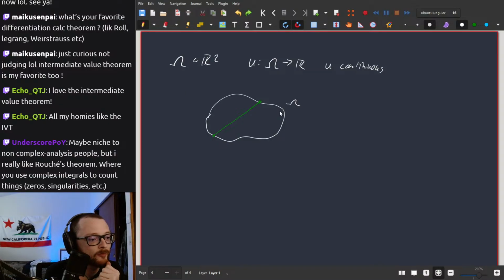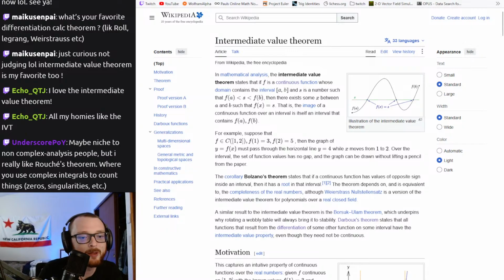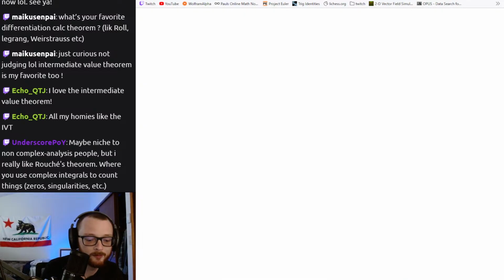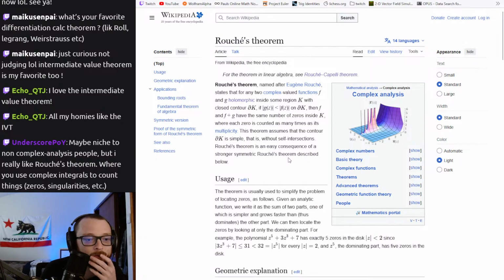Maybe niche to non-complex analysis people, you really like Rouché's theorem. Oh yeah, that's a cool one. I was thinking of first semester real analysis stuff. If we do go more advanced though, this is a good one too.